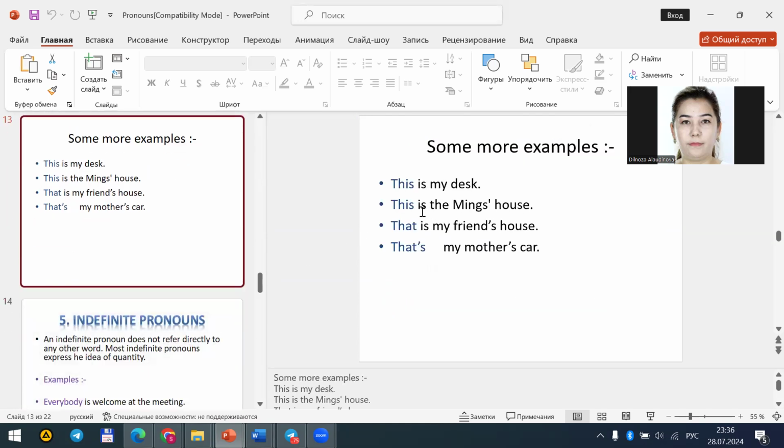Example, this is my desk. This is Ming's house. This is my friend's house. That's my brother's car.